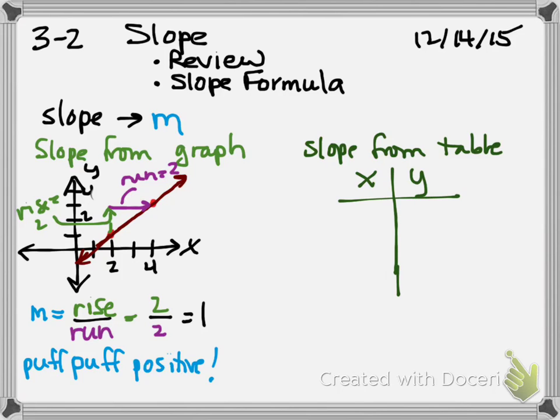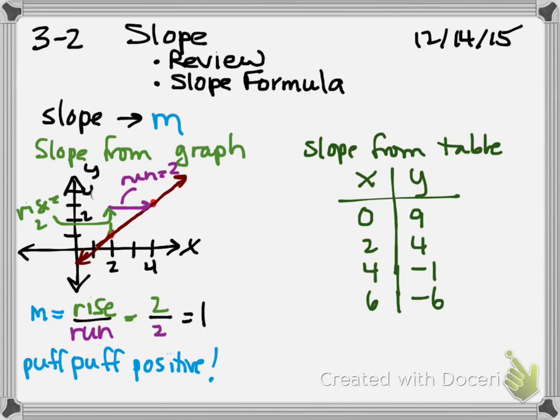And in most of our tables, I think I've seen 4 of them, probably, something like that. So here's my x is 0 when my y is 9. My x was 2 when my y was 4. My x was 4 when my y was negative 1. And then my x was 6 when my y was negative 6.